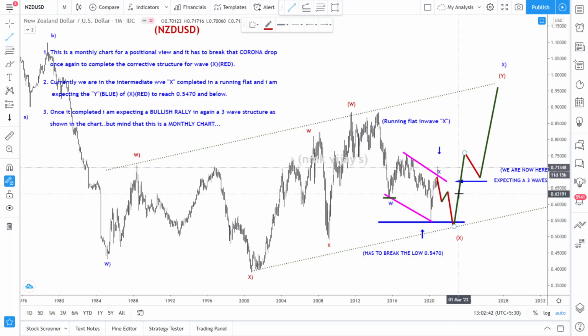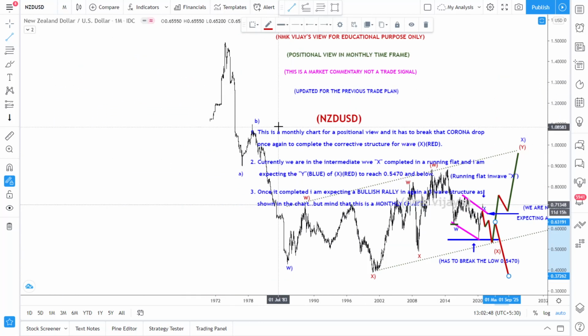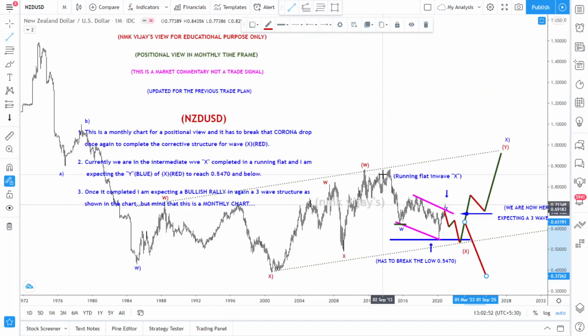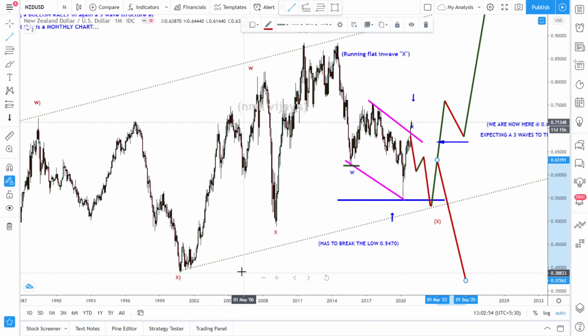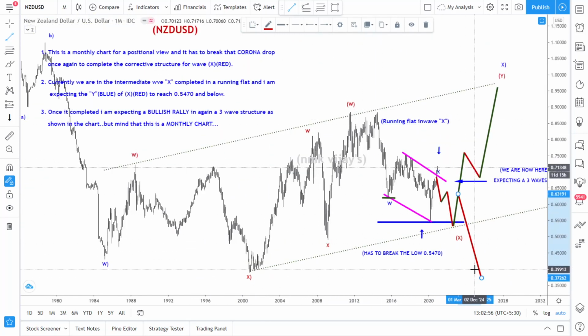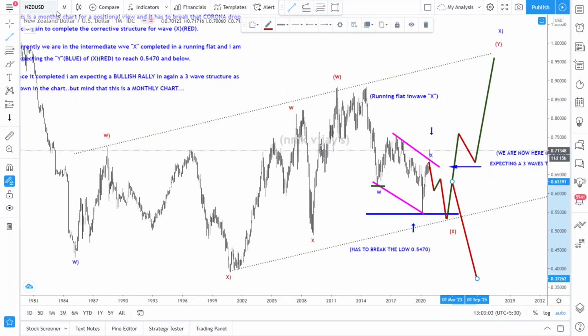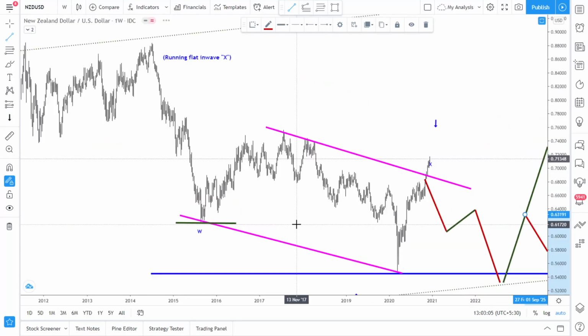From here also, after the three-way structure, it can break this also, because this ABC is a B, and how I marked it, the Australian dollar has to break the low. It can do this also. But first thing, my bias is it has to break this Corona drop. So how I took this, I will just show you in the weekly chart.